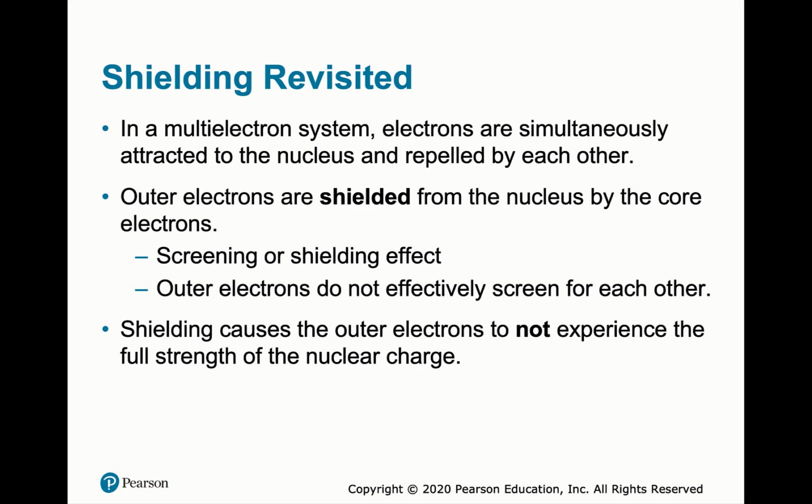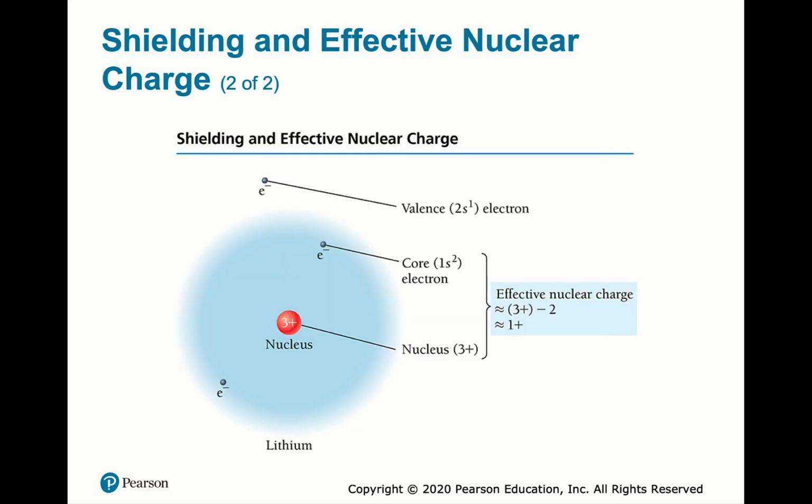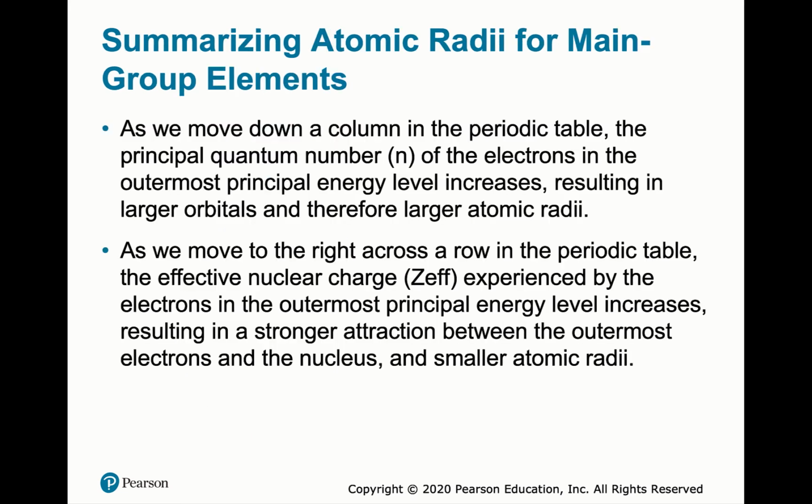Not only the repulsion, but the outer electrons are repelled by the other ones, and part of this repulsion, they don't feel the full positive effect of the nucleus. And looking at this again, so you have lithium. The effective nuclear charge of the lithium atom is +1 because it's being shielded by those two core electrons.